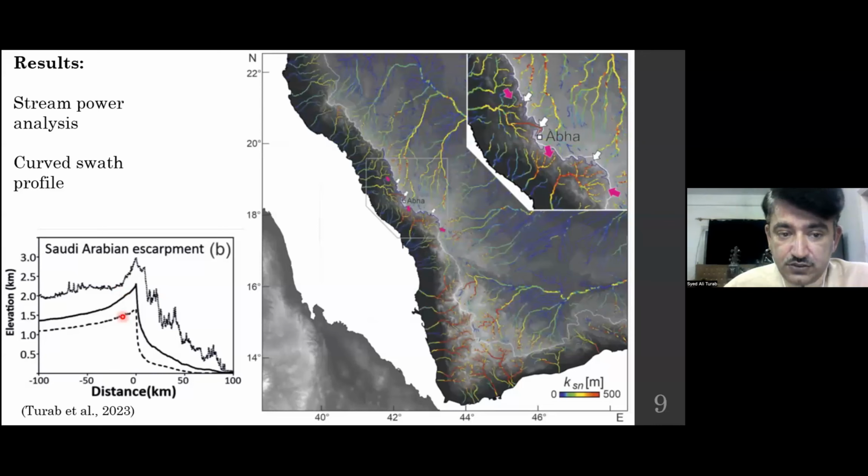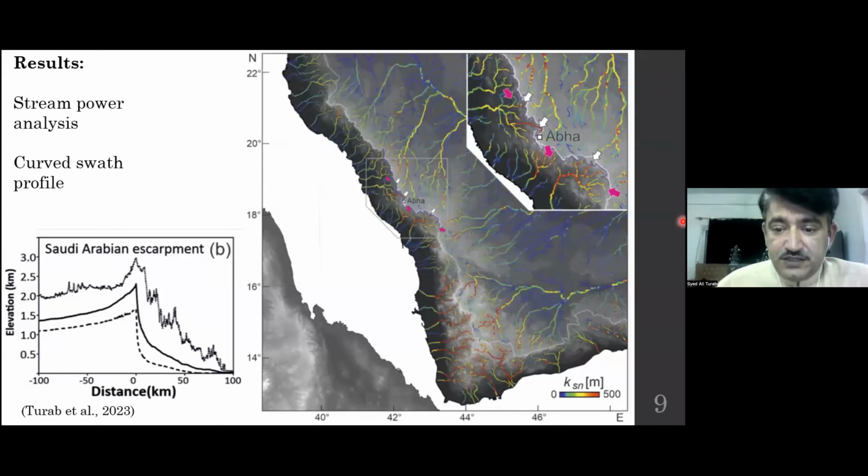Looking at this swath profile east of the escarpment, this area towards the inland, the mean topography exhibits a smooth concave shape, typical of flexural rebound inland of a retreating escarpment. West of the escarpment, the mean topography is also strongly concave. Interestingly, the KSN of the west draining channels often has maximum values in their central part, as shown by these pink arrows.